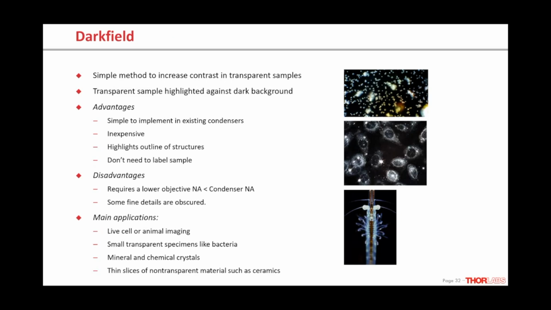The disadvantages include that it requires a lower numerical aperture of objective than the numerical aperture of the condenser, and therefore with that lower numerical aperture objective, some fine details will be obscured. Its main applications are in live cell or live animal imaging, especially for small transparent specimens like bacteria. Furthermore, outside the life sciences, this method is used to image transparent crystals that are made of mineral or chemical. In addition, it's used to image thin slices of non-transparent material, such as ceramics.